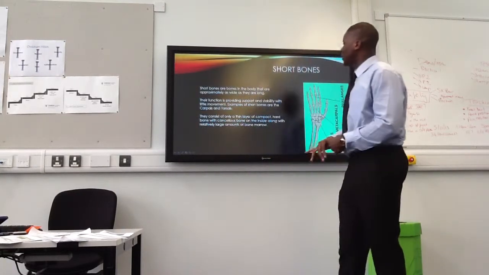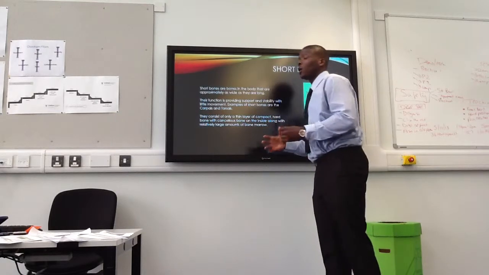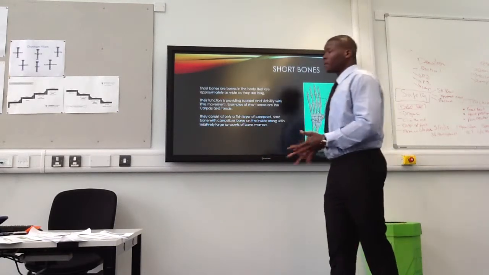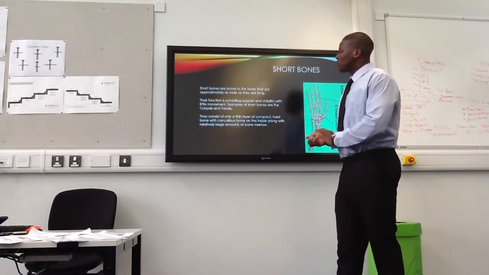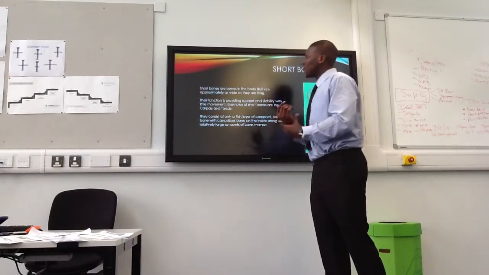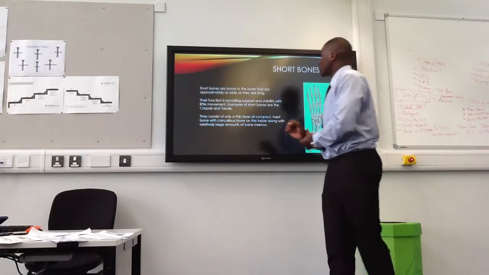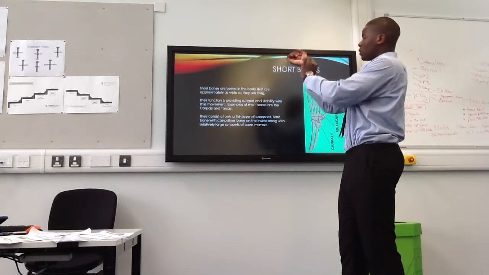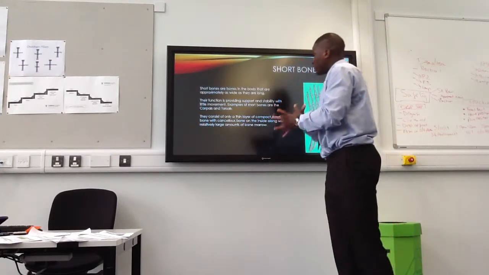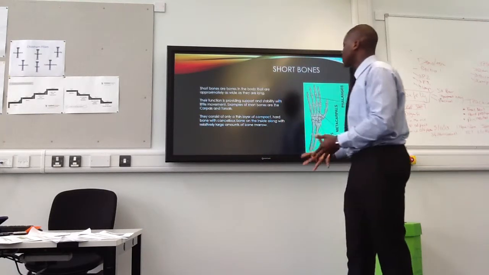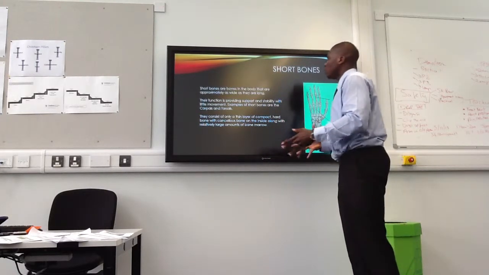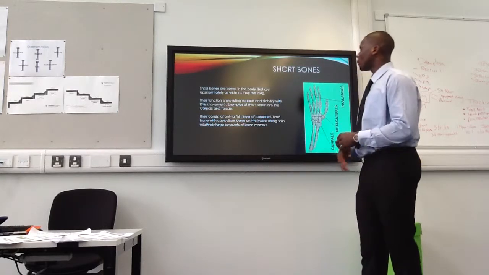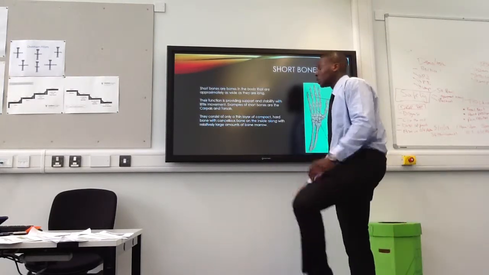Short bones are bones in the body that are approximately as wide as they are long. So that is completely the opposite of long bones, because it's basically equal sided, approximately. An example of this could be over here in the carpals, because it's the same width as it is in length. Their function is providing support and stability with little movement. Examples of short bones are the carpals and the tarsals.